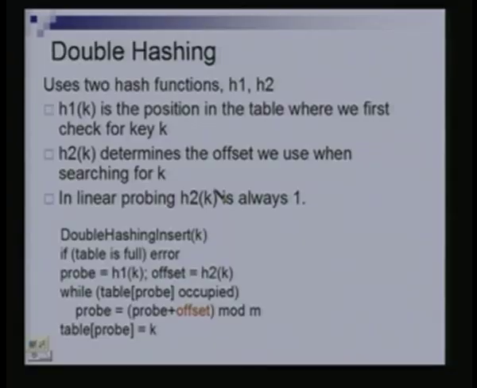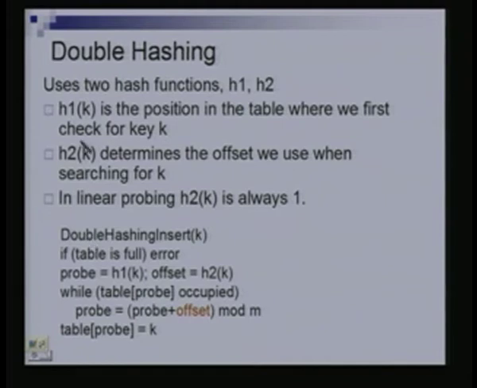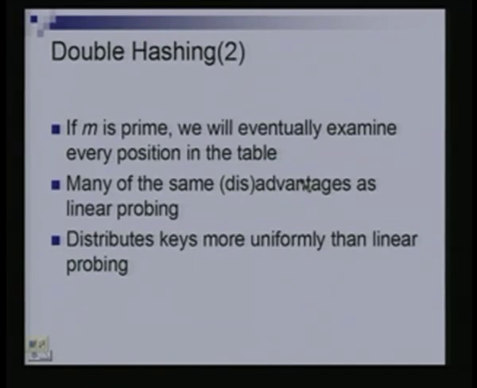If you look at linear probing, your offset was always 1. You were always just going to the next location. So that corresponds to an offset of 1. If instead of the next location I always jumped 2 locations, then offset would have been 2, and so on. In this case, the offset is determined by the hash function h2, so this offset could be different for different keys. We'll soon see an example of how double hashing works.